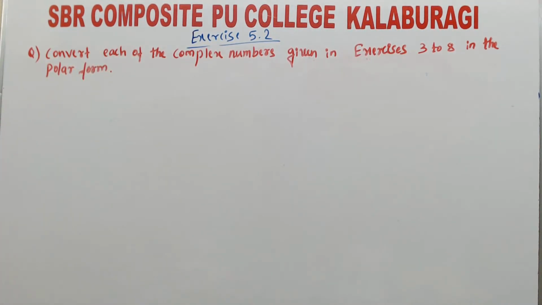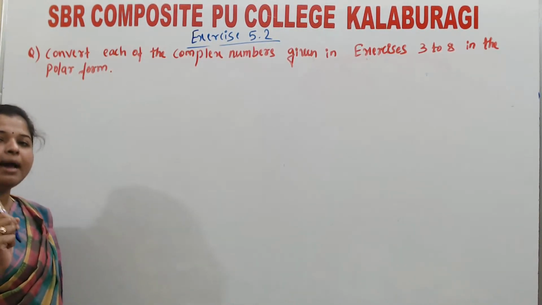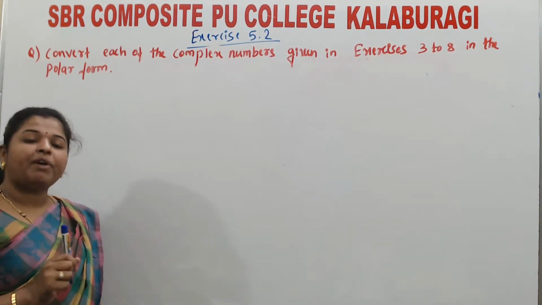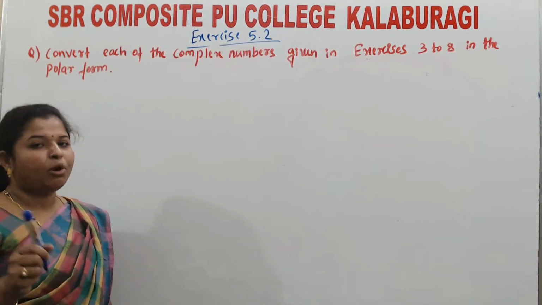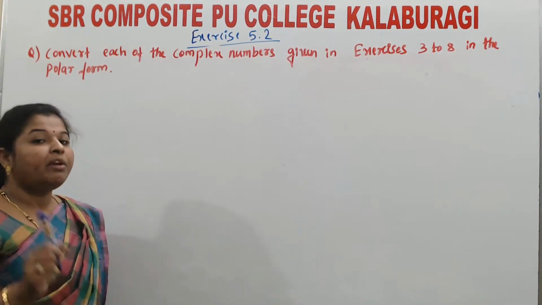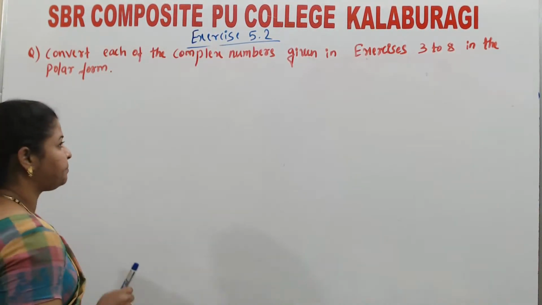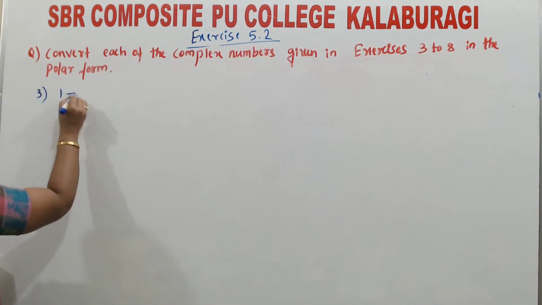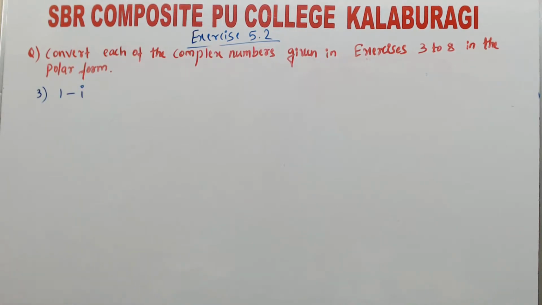Already we know polar form, right? What is our polar form? Polar form of a given complex number z is equal to r times cos theta plus i sin theta, right? So for writing the polar form, what do we have to find? We have to find the value of theta and modulus. Modulus is nothing but r, right? So after finding the value of theta, what do we have to check? We have to write the argument of z, right? In this, the third one, 1 minus i.